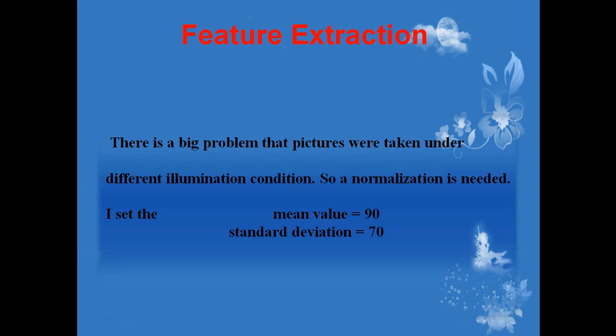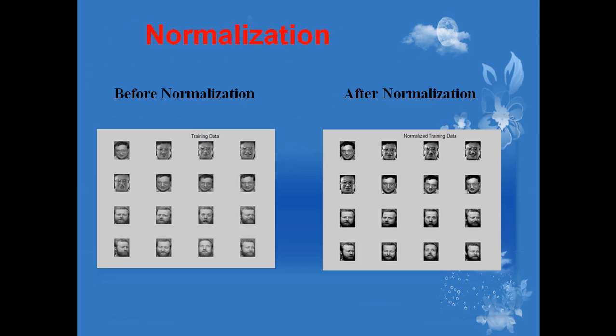Then the preliminary work is to normalize all the face images. What I have to do is to choose a common standard deviation and mean value according to experience and most of the images in the training set. In my case, I set the mean value equal to 19 and the standard deviation equal to 70. Here is the result of my training data before normalization and after normalization. We can see that after normalization, all the pictures are under the same illumination condition.